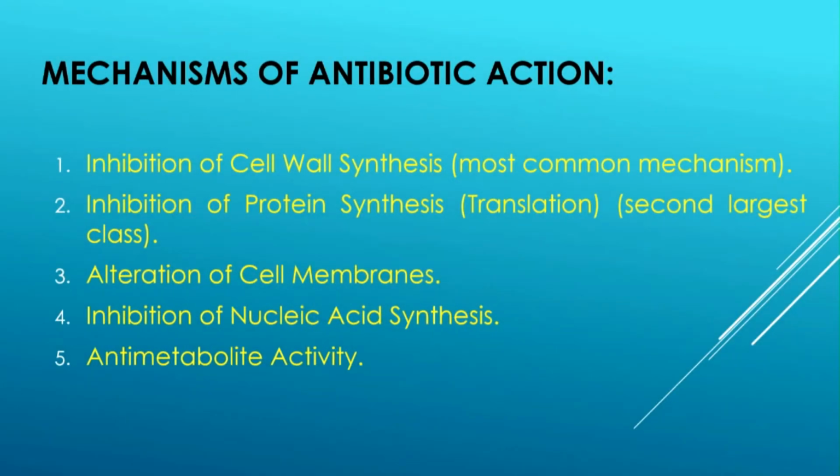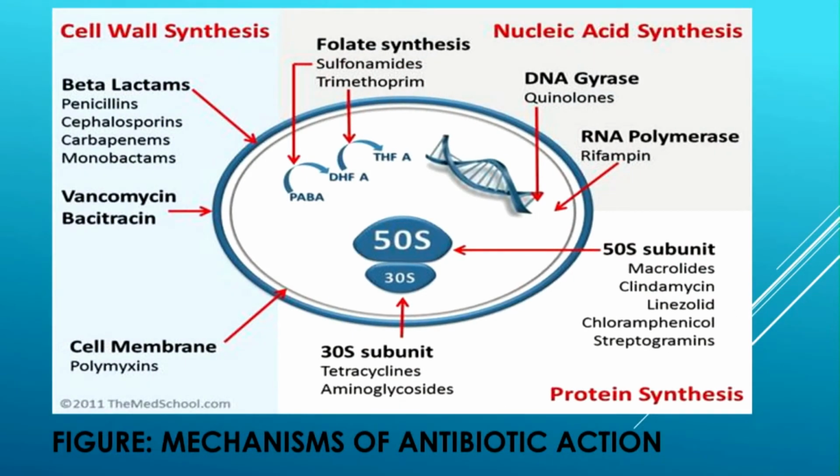Mechanism of antibiotic action. Antibiotics have five main mechanisms of action by which they can kill or inhibit the growth of pathogenic microorganisms: inhibition of cell wall synthesis, inhibition of protein synthesis, alteration of cell membrane, inhibition of nucleic acid synthesis, and anti-metabolite activity. This figure shows the main mechanisms of action of antibiotics against pathogenic bacteria and gives some examples of antibiotics that act by each mechanism. Cell wall inhibition: the main function of the cell wall is to protect the microorganism from inappropriate conditions.